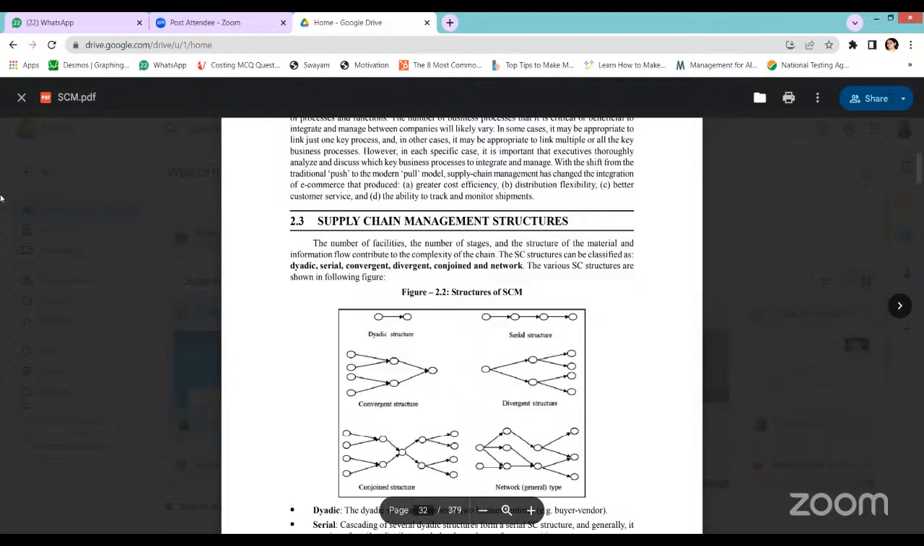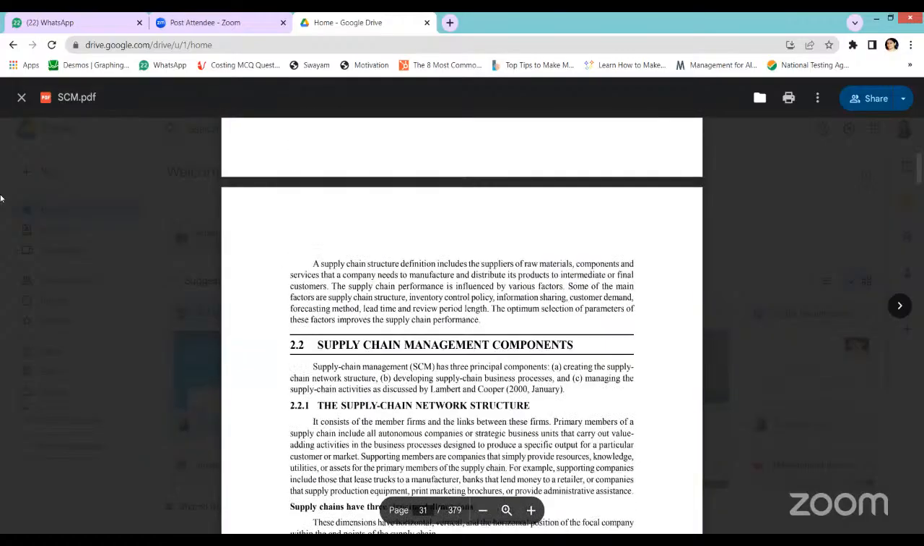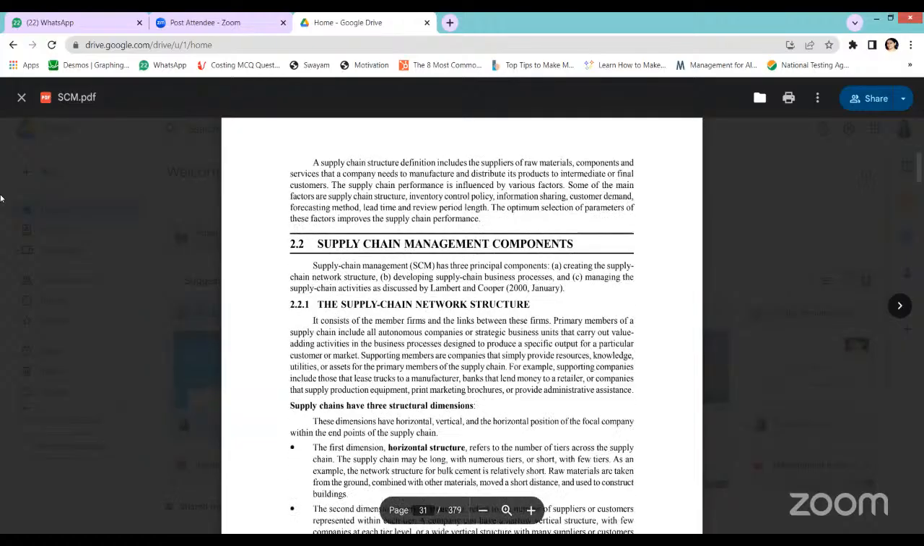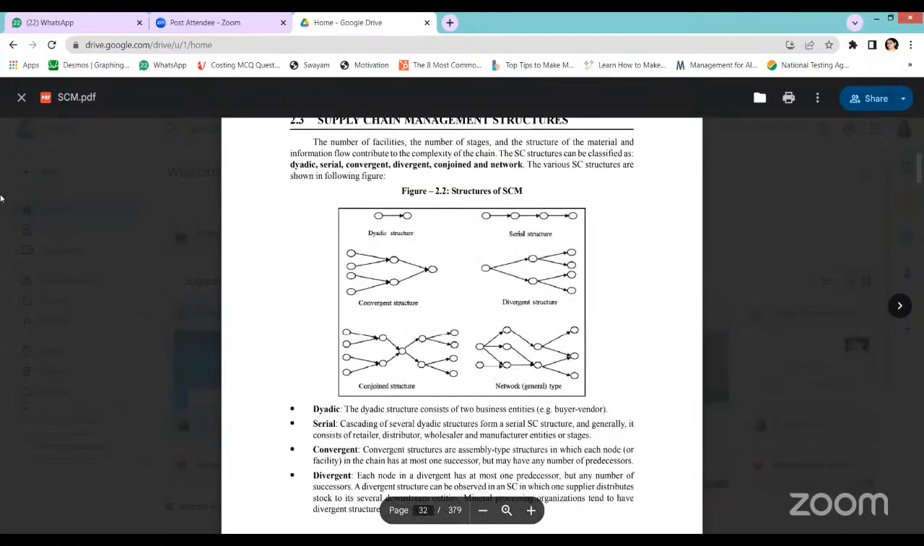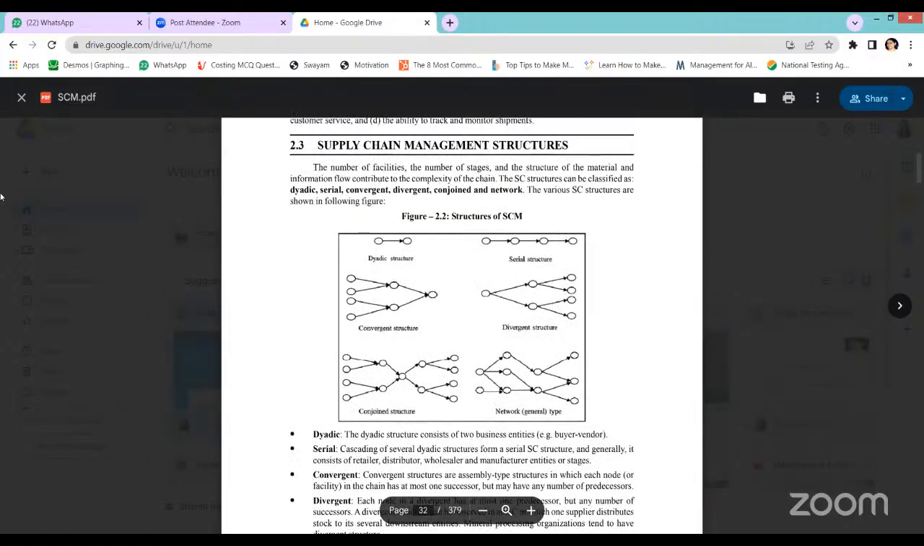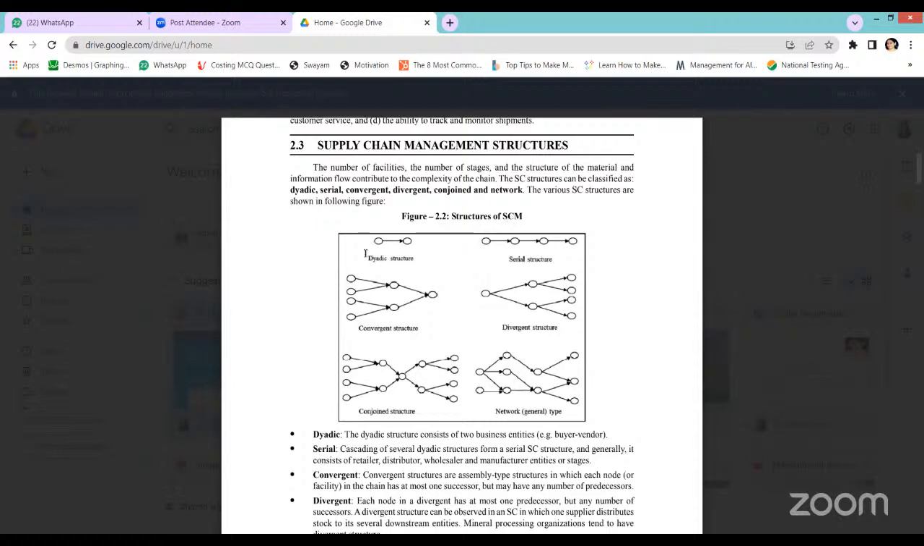So when you are asked about the supply chain management structure, is that right? Components. We are supposed to write about these three in brief. Now let us see in detail the supply chain management structures. This is another important topic in your examination, and you can easily write about these supply chain structures. So there are different structures.